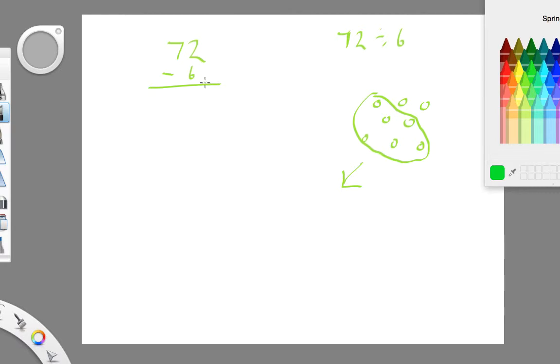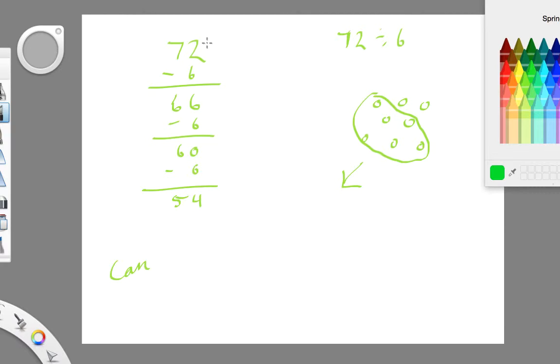We're gonna subtract 6 over and over again. 72 take away 6 is 66. Take away 6 is 60. Take away 6 is 54. And so on. And you just keep doing this down your paper. Can you get to 0? That's one of the questions. Yes, you can. Of course you can. Eventually you'll get to 0.